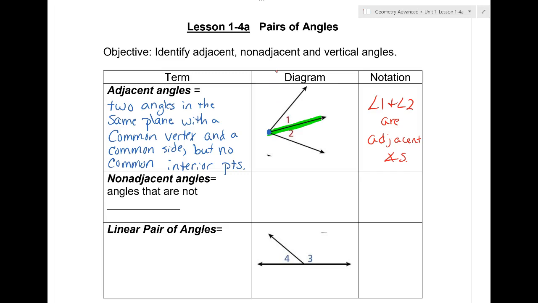All right, so guess what? If you're not adjacent, you're going to be non-adjacent. You guys, you're real earth-shattering, aren't they? It's just angles that are not adjacent to each other.